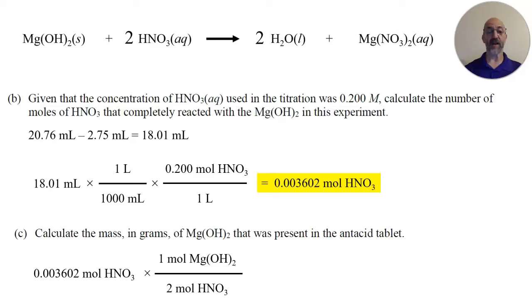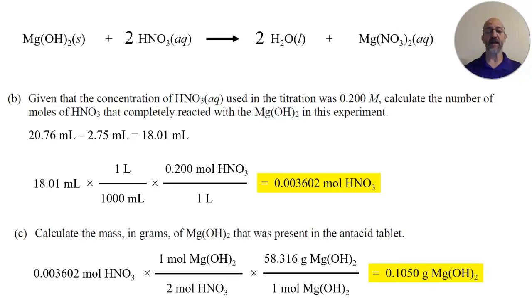Now, they want the mass in grams, so my next conversion factor simply involves the molar mass of magnesium hydroxide. So I calculated the molar mass of magnesium hydroxide from the periodic table, and that worked out to be 58.316 grams of magnesium hydroxide per mole. So when I pick up my calculator, this is the last part of this question, it's 0.003602 divided by 2 times 58.316, and then my answer will be grams of magnesium hydroxide. And so when I did that math, I got 0.1050 grams of magnesium hydroxide.